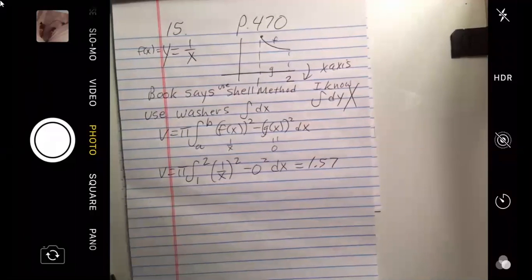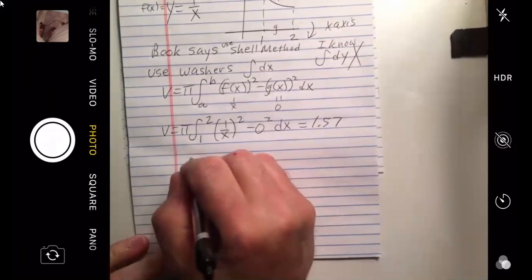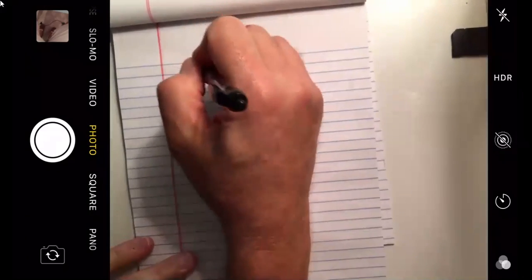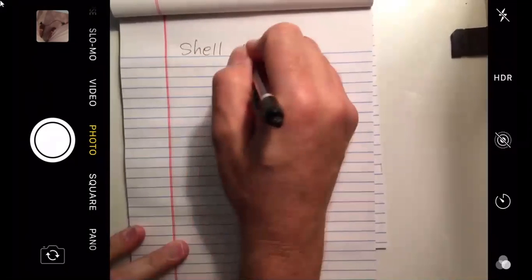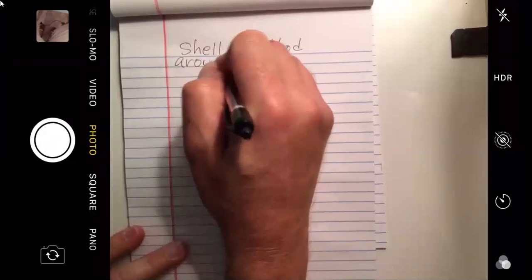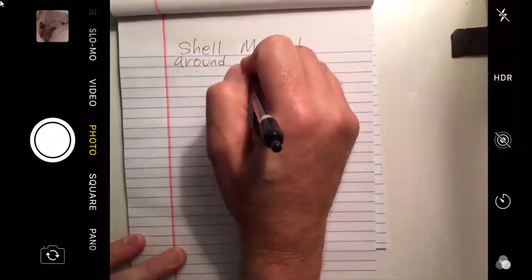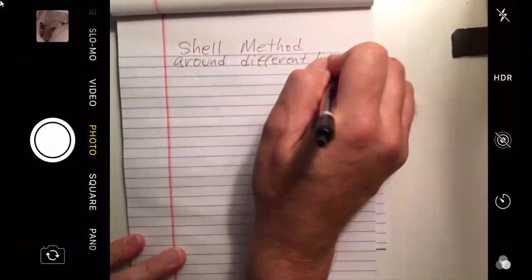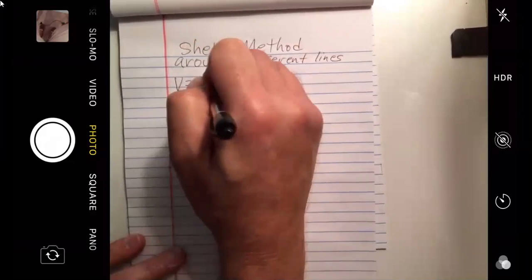Okay. It's just a variation off last section. In fact, it's a little shorter. When you do shell method around different lines, I really don't have to spread out all 4 cases. When you do shell method around different lines, here is the main formula.